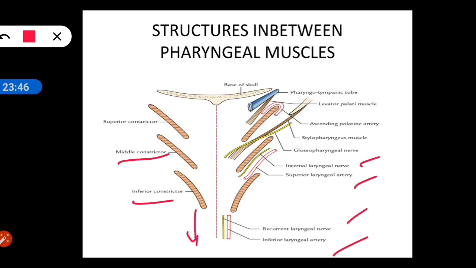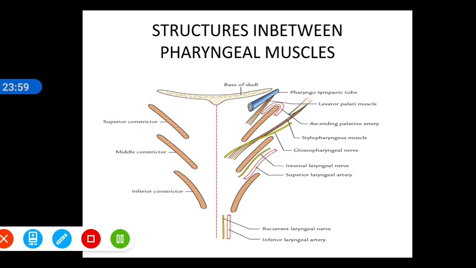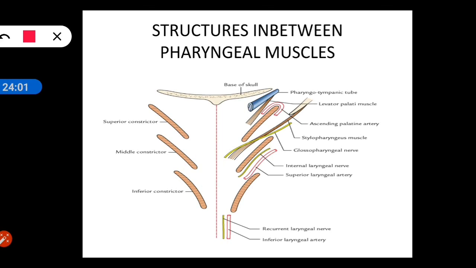Now let us see the nerve supply of these pharyngeal muscles. All the pharyngeal muscles are supplied by the cranial part of the accessory nerve via the pharyngeal plexus except the stylopharyngeus, which is supplied by the glossopharyngeal nerve, and also the inferior constrictor, which is supplied by external laryngeal nerve and the recurrent laryngeal nerve.